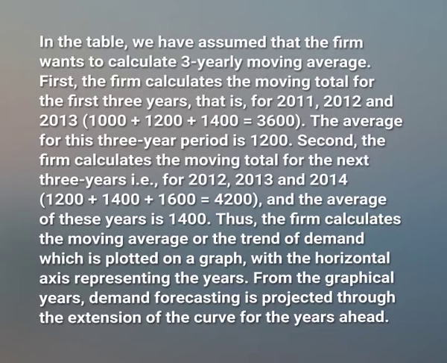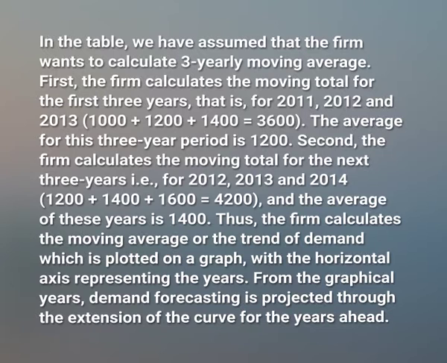Now, in the table we have assumed that the firm wants to calculate 3 yearly moving average. So, first the firm calculates the moving total for the first 3 years, that is for 2011, 2012 and 2013. So, we have 1000 plus 1200 plus 1400, which is equal to 3600. Now, the average for these 3-year period is 1200.